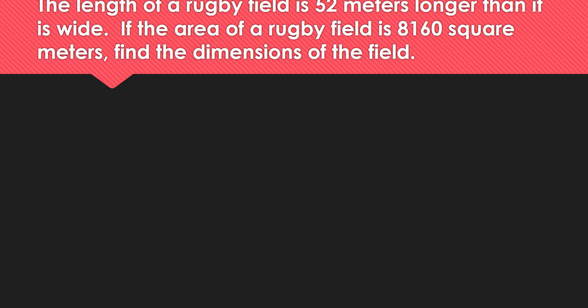So, our last problem. The length of a rugby field is 52 meters longer than it is wide. If the area is 8,160 square meters, find the dimensions of the field. So first of all, I know I need an area formula. Length times width equals area. I also know that the length is 52 meters longer than the width. So I'm going to use W for my width. See if you can think of what expression I'd be using for my length then. So the length is going to be 52 plus W.